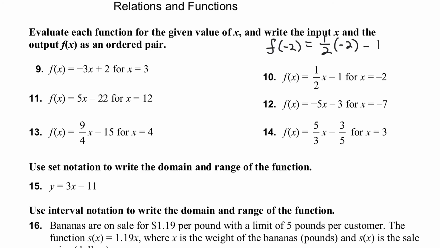And we know that 1/2 times -2 is -2 over 2, minus 1. -2 divided by 2 is -1, minus 1. And that's going to equal -2. So what's the ordered pair? The ordered pair is -2, -2.